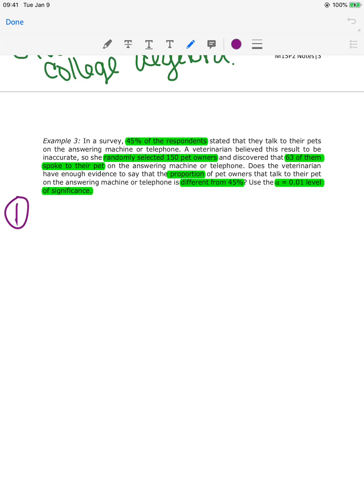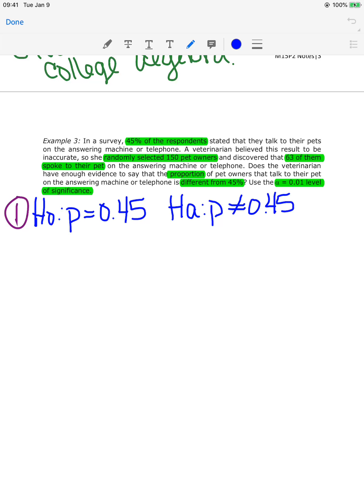Write out the null and alternative hypothesis. So our null is that the proportion is equal to 45% or 0.45. Our alternative is that P is not equal to 0.45 because the key word in this problem is different from 45%.